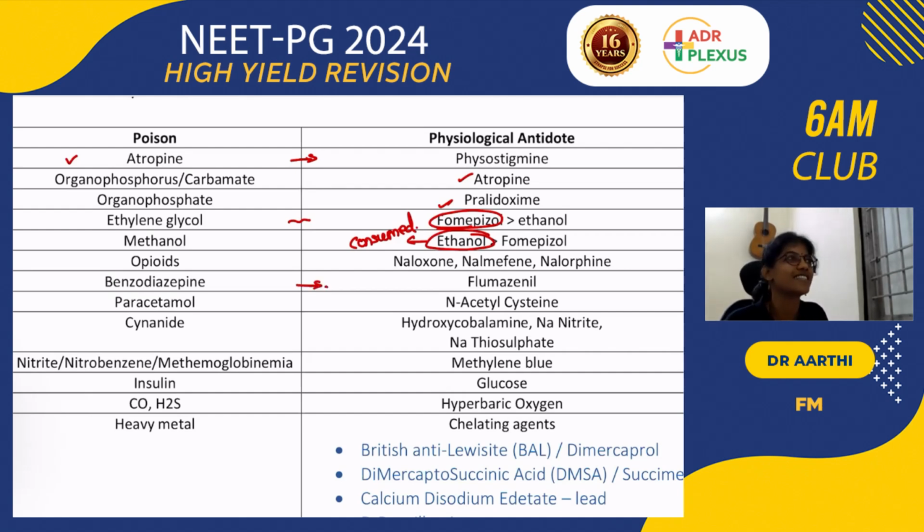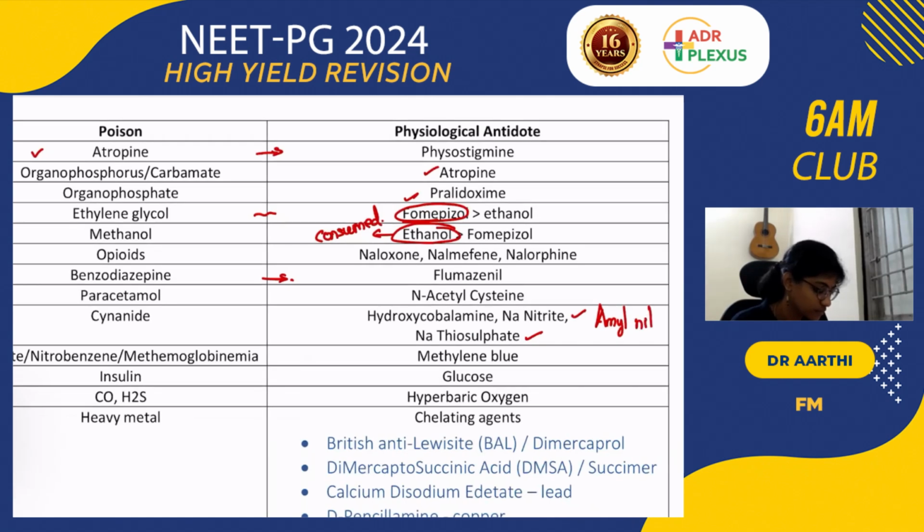Paracetamol, N-acetylcysteine. So when they give you N-acetylcysteine, the drug you have to think about is paracetamol. Okay, and then cyanide. When we talk about cyanide, sodium nitrite and sodium thiosulfate, these two are used together. Now, in the previous INICET, they have also given the option of amyl nitrite. Sodium nitrite is given intravenously, whereas amyl nitrite is given as an inhalation.